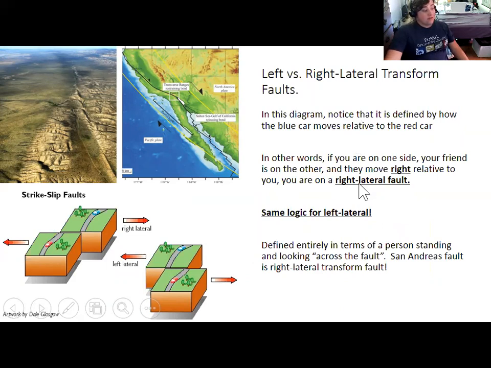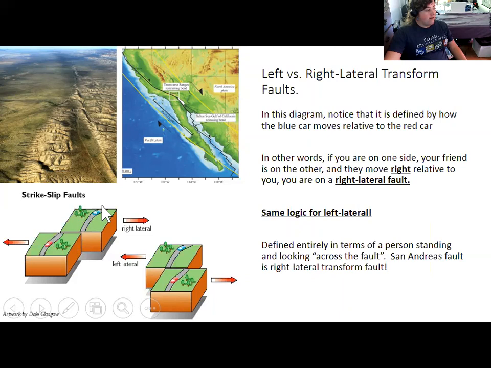The terms left and right always refer to one's viewpoint. They aren't fixed like compass directions. You have to define to whose right we're talking about. So on a strike slip fault at a transform boundary, picture that you're on one side of a fault boundary and that you have a friend on the other side of the fault boundary.